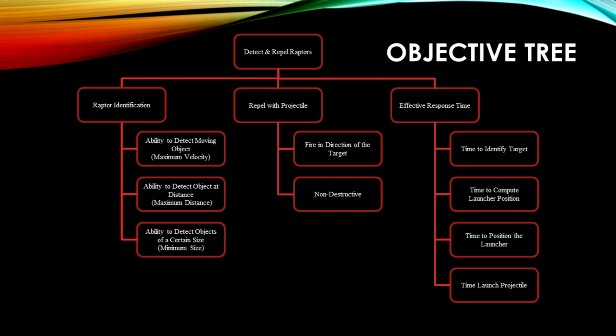To repel the raptor with a projectile, the system would need to fire in the general direction of the target, but would not have to be perfectly accurate. To conform to the federal law, the device could also not harm the raptors. The separate components that make up the system's response time are the time it takes for the system to identify the target, compute a target position, position the launcher, and fire the projectile.